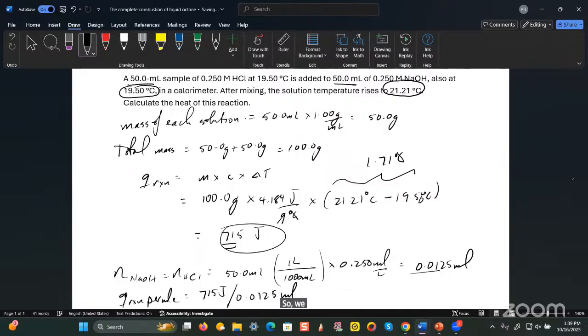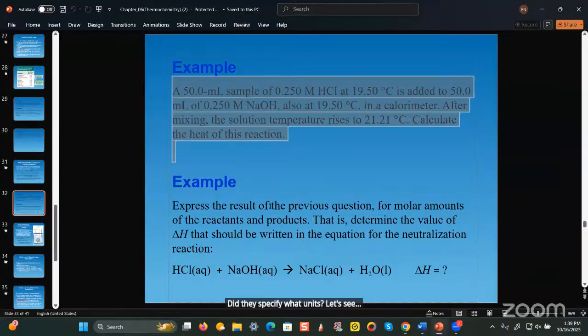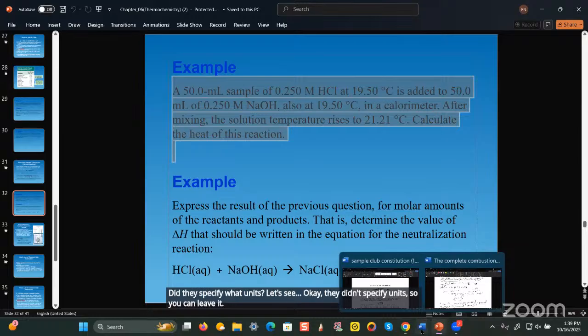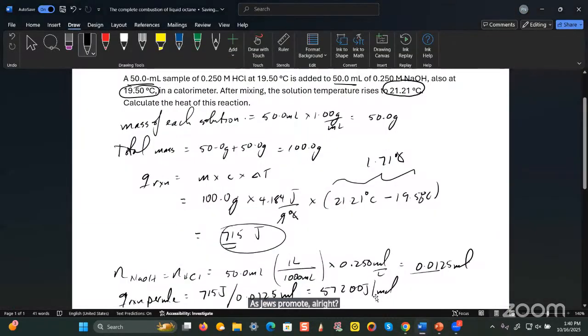So we take the 715 divided by the 0.0125, and according to my calculation, this works out to be equal to 57,200 joules per mole. Did they specify what units? Let's see. Okay, they didn't specify the units, so you can leave it as joules per mole. All right. So this will be the final answer. All right. Okay. Any questions about this one? Any questions on there in Zoom?